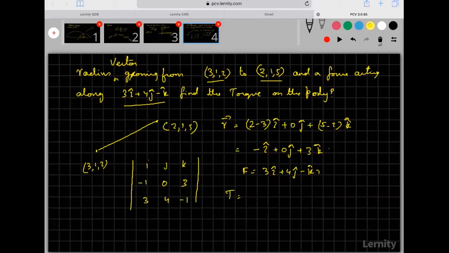Torque is a vector quantity. Torque is the rotatory effect of a force. Torque is responsible for rotating a body. Torque is also responsible for stopping a body. So if we understand this, then we can move on.